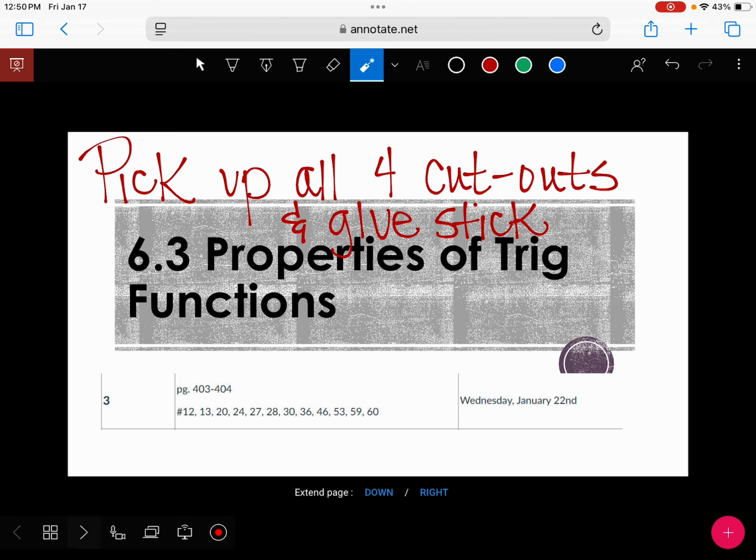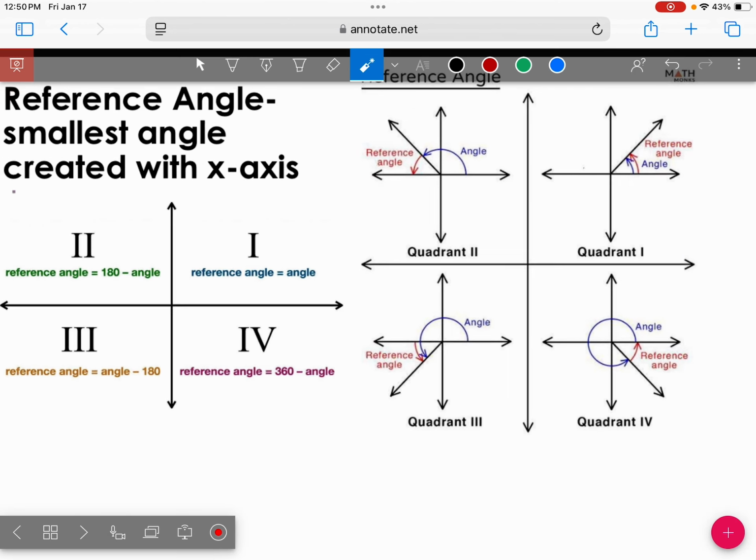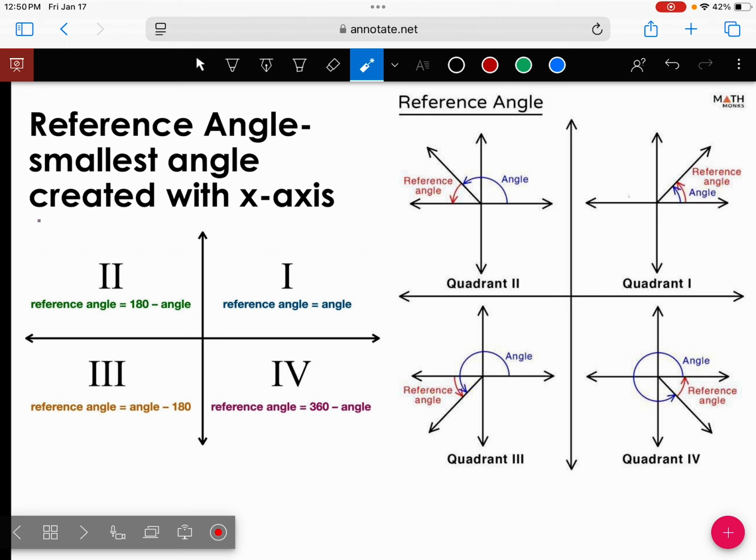All right, so let's hit it. We're going to start off with reference angles. Go ahead and copy down on a new page the definition of a reference angle. Copy down the title, which is "What is a reference angle," and then glue down the 2 cutouts that look like this. Then we're going to talk about it together.